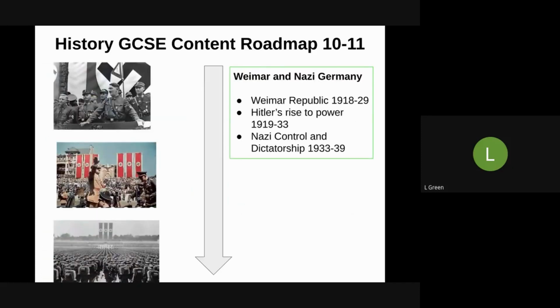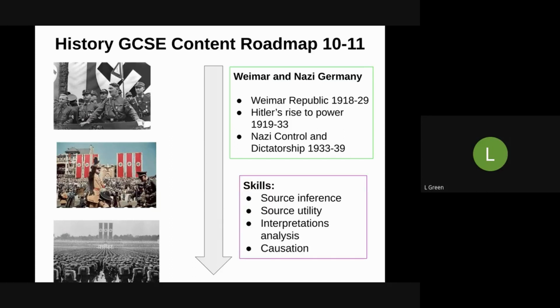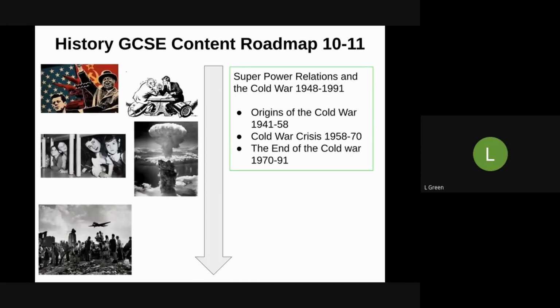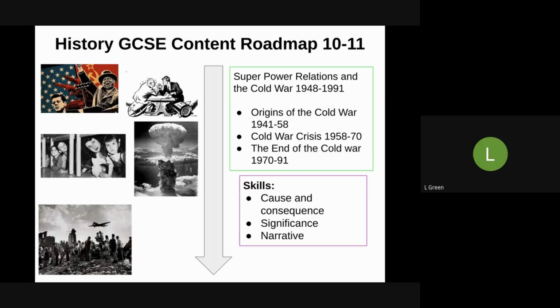Next, we go on to Weimar and Nazi Germany. We look at the establishment of the Weimar Republic after World War I, Hitler's rise to power, and Nazi control and Hitler's dictatorship. You'll use the skills of source inference, source utility, interpretations, analysis, and causation. And lastly, we look at superpowers and the Cold War. Origins of the Cold War first, then a series of Cold War crises in the mid-century, and then the end of the Cold War. You'll use skills of cause and consequence, significance, and narrative.